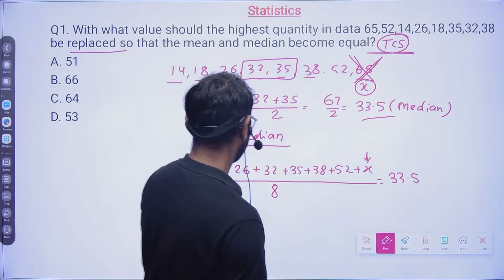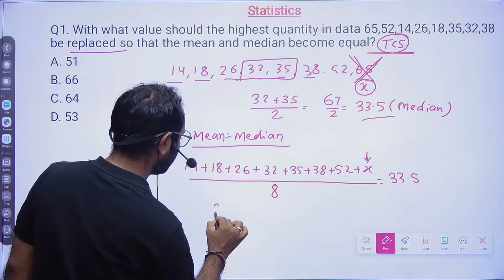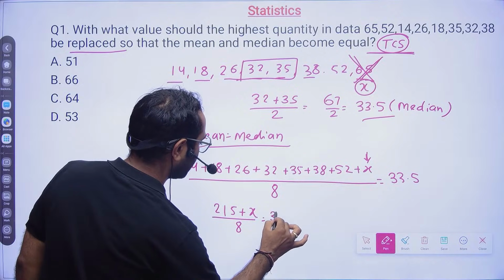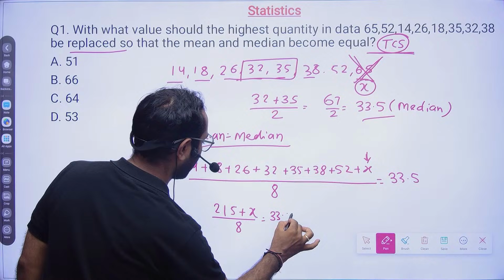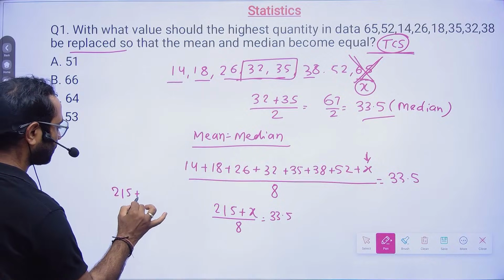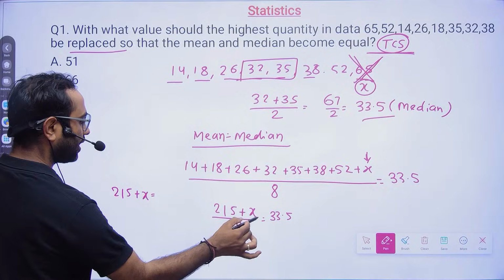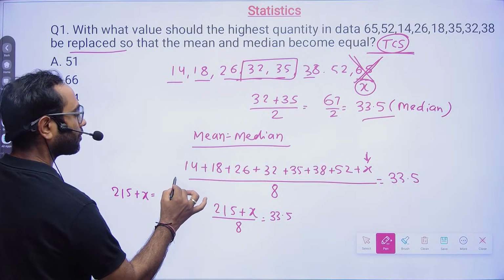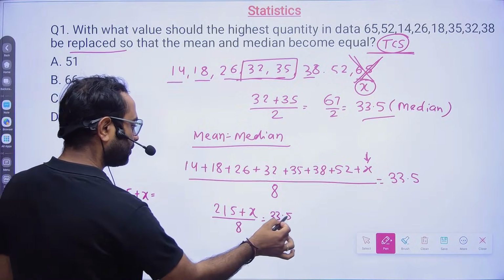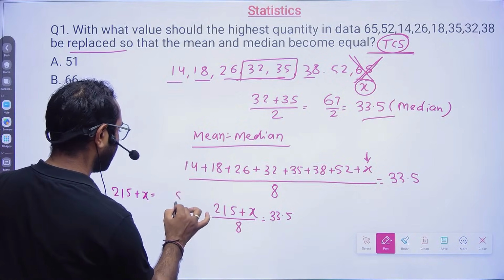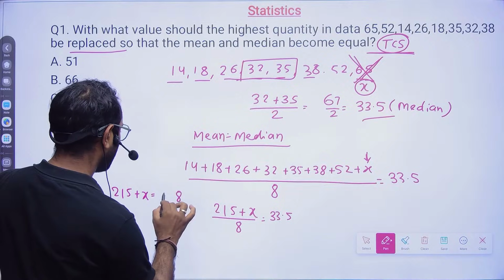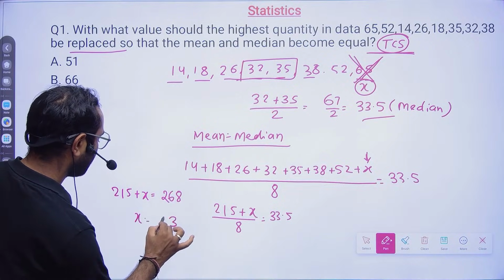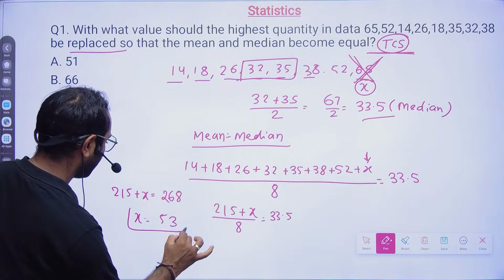Okay, now here if you'll see, 215 plus x divided by 8 is equal to 33.5. So 215 plus x will be equal to 8 5s are 40, 8 3s are 24, 27, so 8 40, 24, 28 and 268, right? So x will be equal to 53. So the answer will be 53.